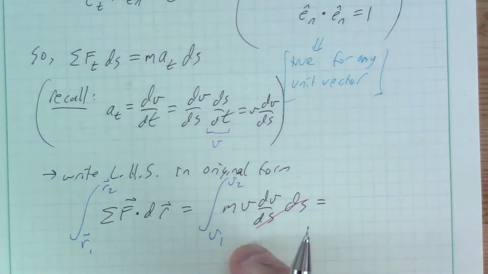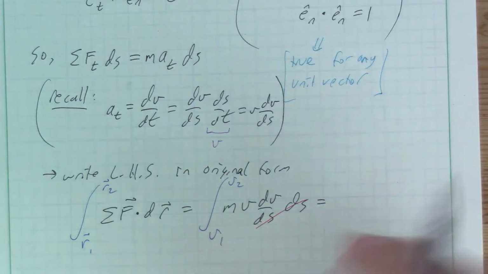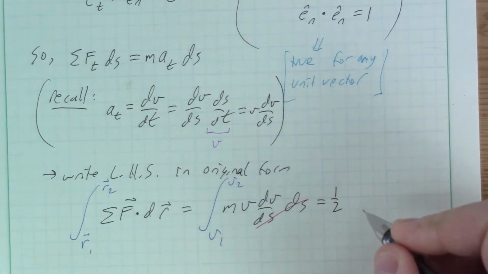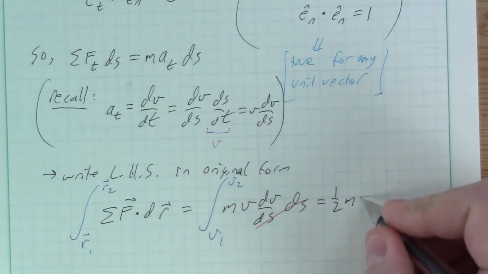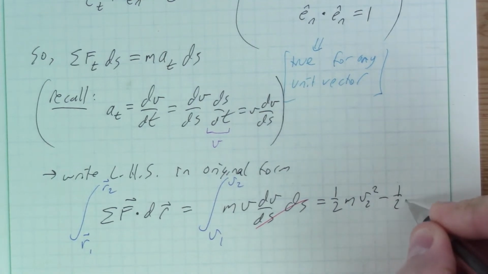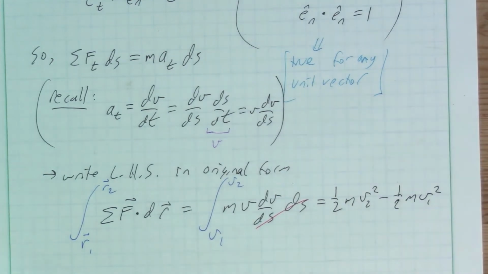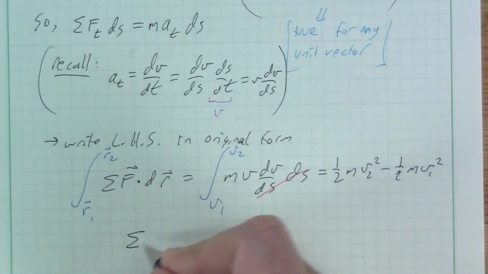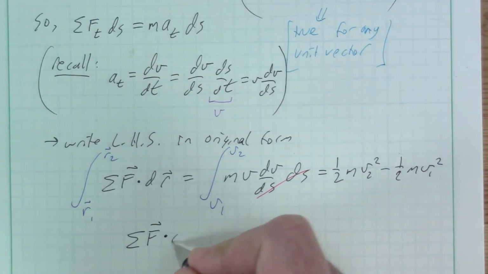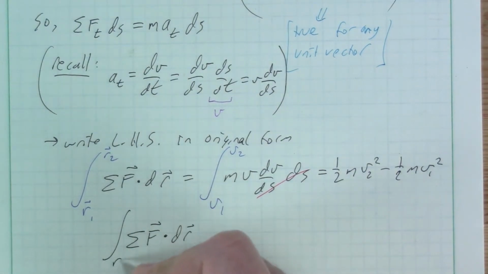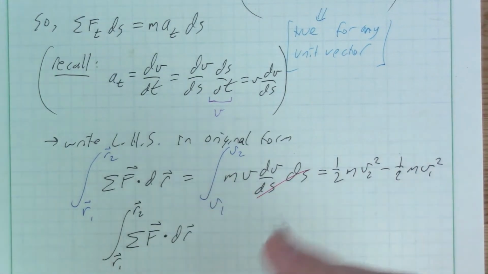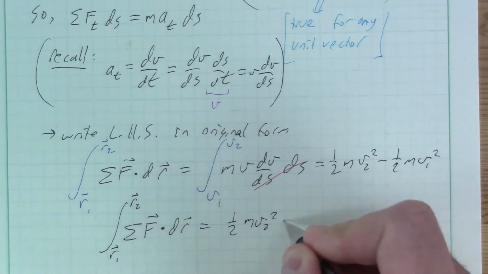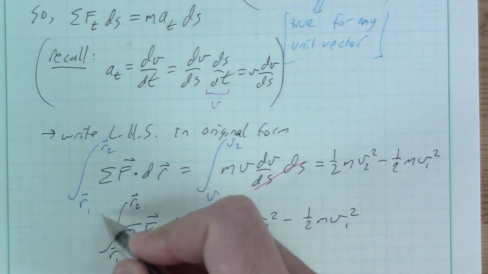This then equals, on this side, we have an mv, integrating that becomes v squared over 2, so 1/2 mv squared, and then we plug in the bounds: 1/2 mv2 squared minus 1/2 mv1 squared. So the final form that I'm going to choose to leave it at, which is general enough but also specific enough for us to do something with in terms of this methodology, is here: 1/2 m v2 squared minus 1/2 m v1 squared.